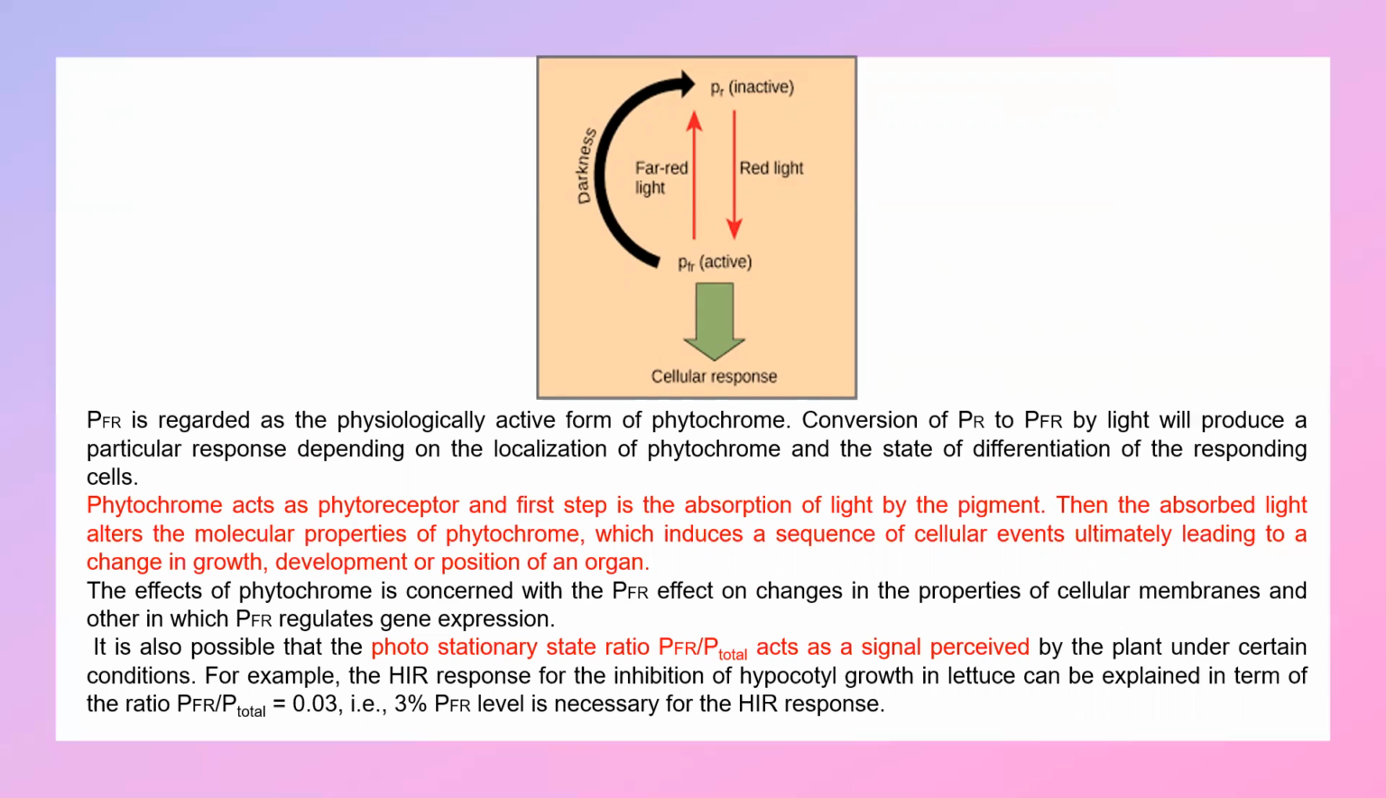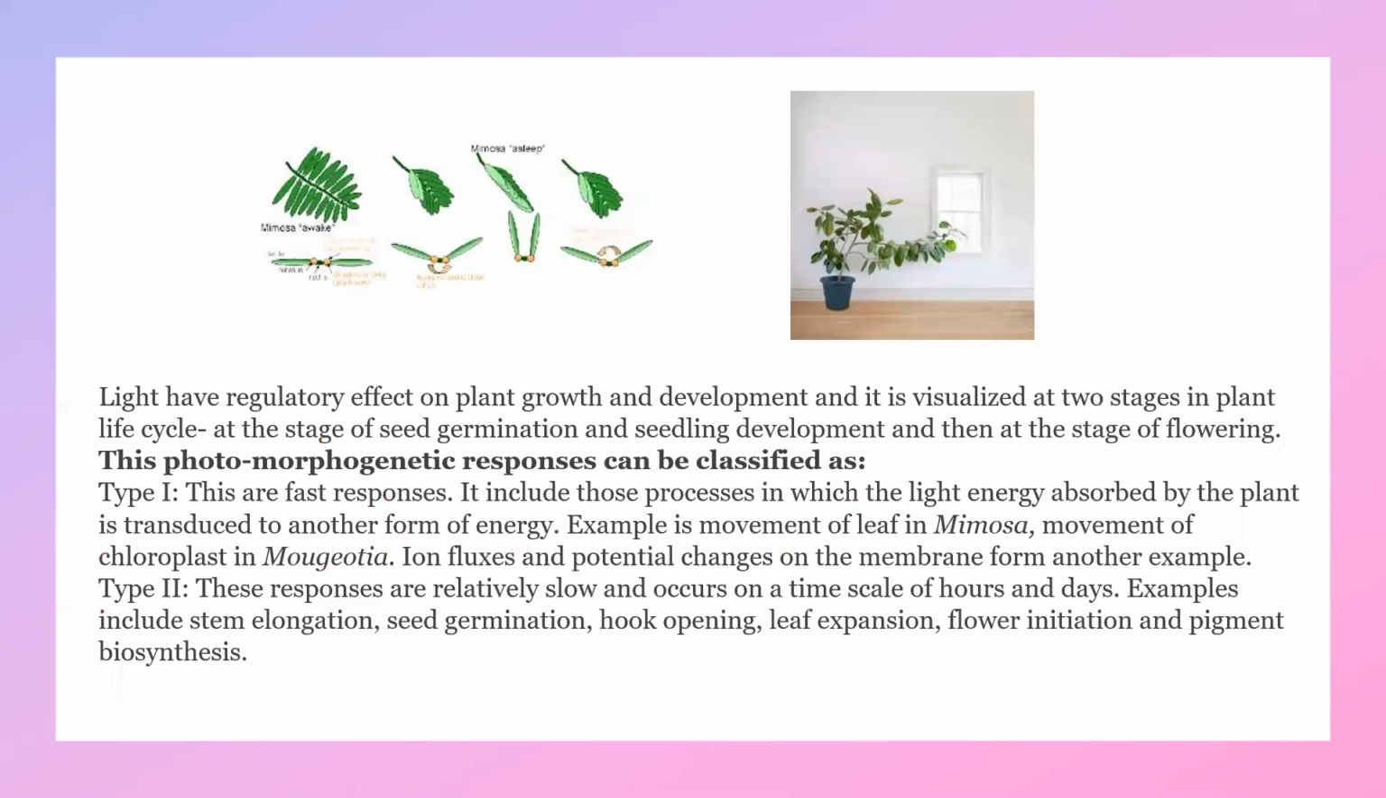The photostationary state ratio, that is PFR ratio to phytochrome total, acts as a signal perceived by the plant under certain conditions. For example, 3% PFR level is necessary to induce HIR response. We know that light regulates growth and development in the plant, and it is visualized in the form of responses. The visualization of responses takes place at two stages in the plant's life cycle, the stage of seed germination and seedling development, and at the time of flowering.